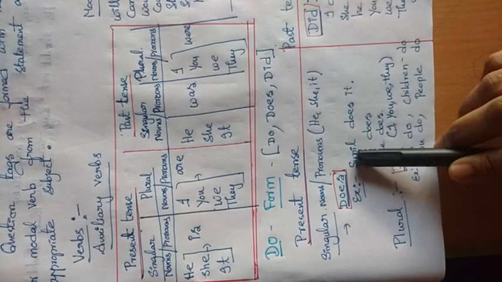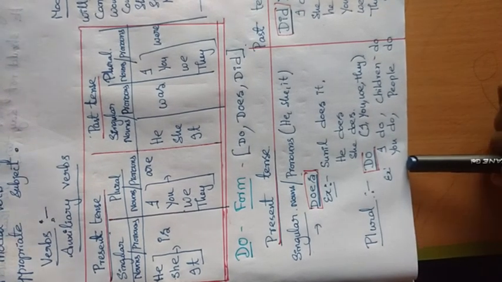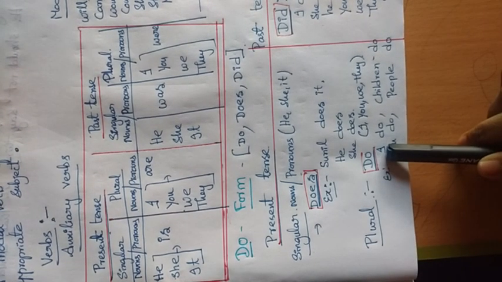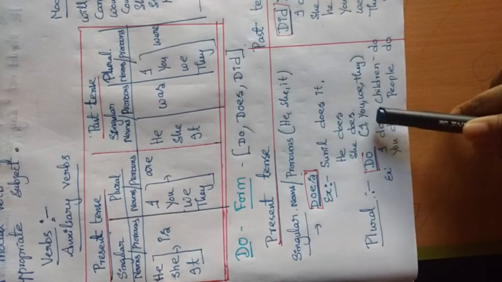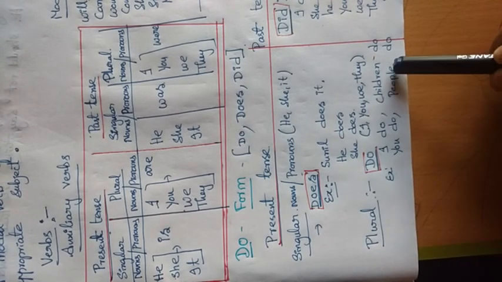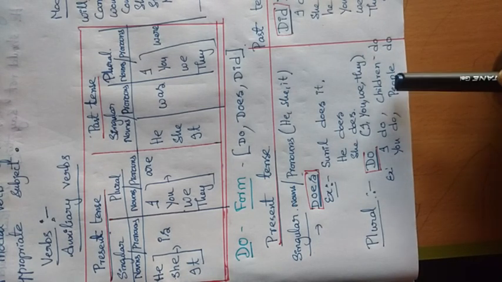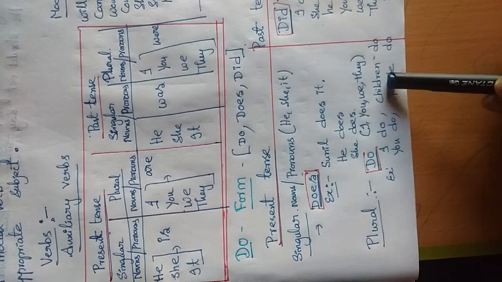These are singular. What about plural? For plural, we have to use the do form. I do, you do, we do, they do. Children is plural. What is the singular form of children? Child. The child does.